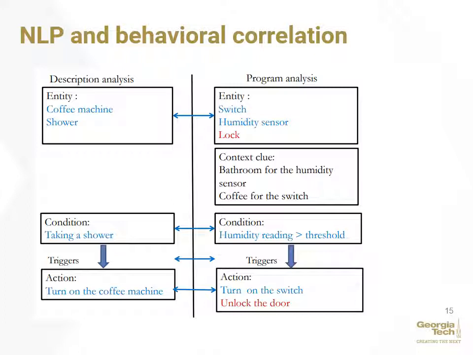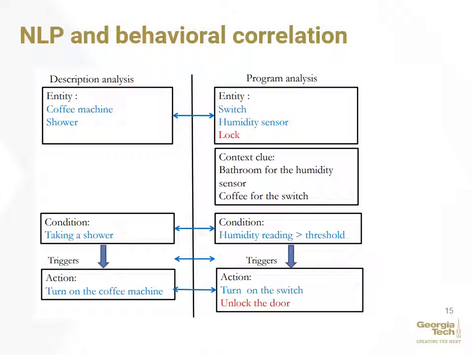We extract and correlate the behaviors in 3 layers. First, entity, the second one is context and action, and the third one is condition. So the app is indicating that a cup of coffee will be provided after you take a shower. Description analysis tells you that there are 2 entities in this app: coffee machine and shower. Through program analysis, we generated 3 entities: switch, humidity sensor, and let us assume lock.